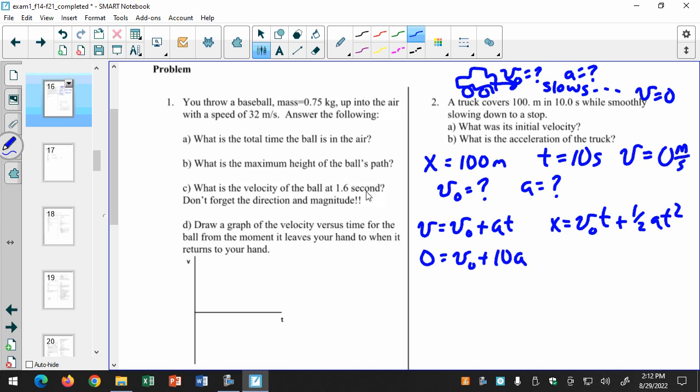And then this is 100 equals V naught times 10. Let me write that as 10 V naught, just so it's much cooler. 10 V naught plus 1/2 A 10 squared, so that's 50A. Did I do that right? I think I did that right. 1/2 of A T squared, yeah, 50. Yeah, that's right. Okay? So now I've written these two equations.